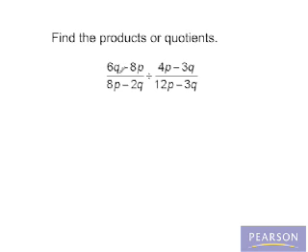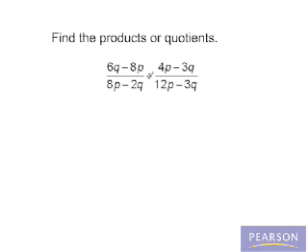Find the products or quotients. We're given (6q minus 8p) over (8p minus 2q) divided by the fraction (4p minus 3q) over (12p minus 3q). Our plan here is to change this problem to a multiplication problem.